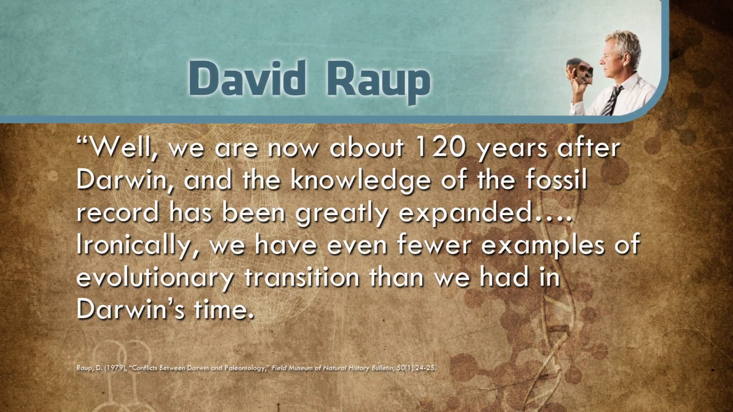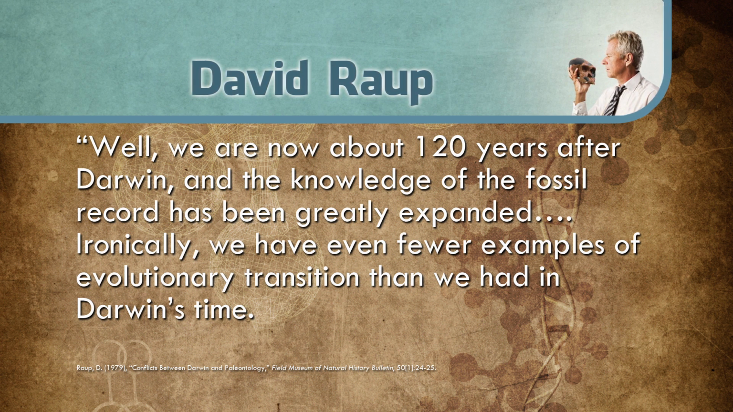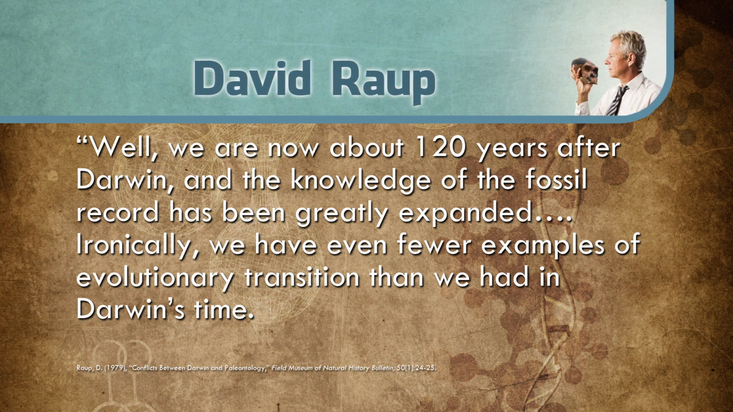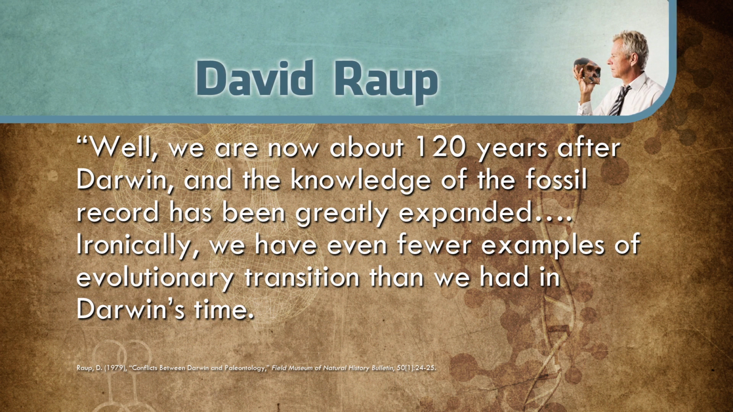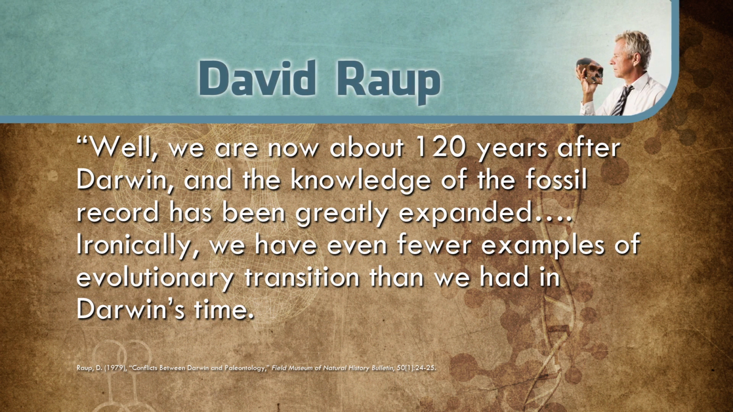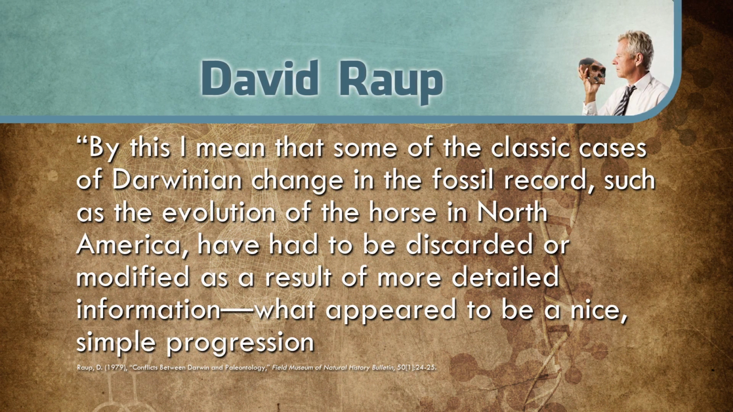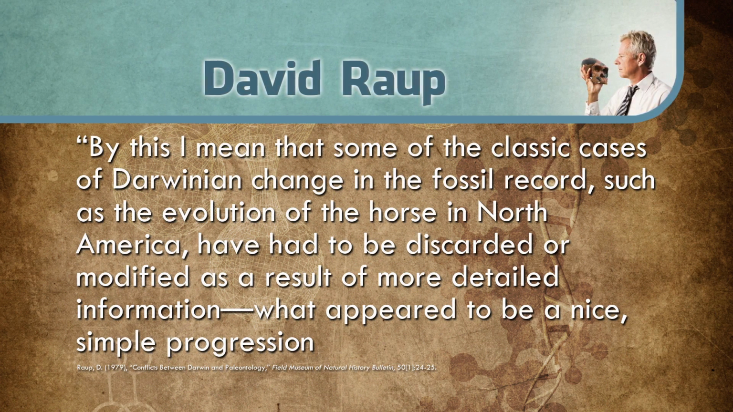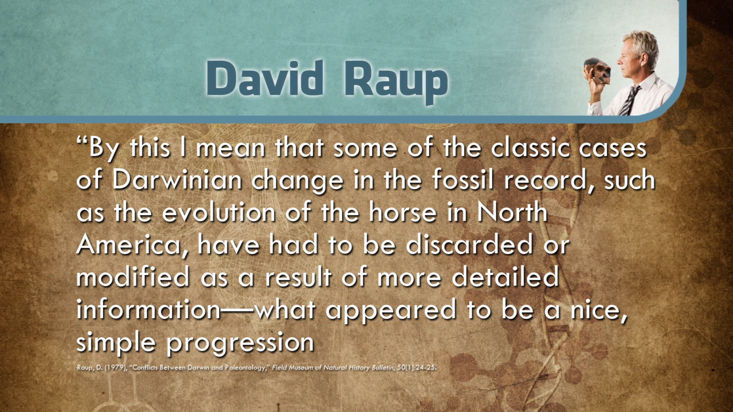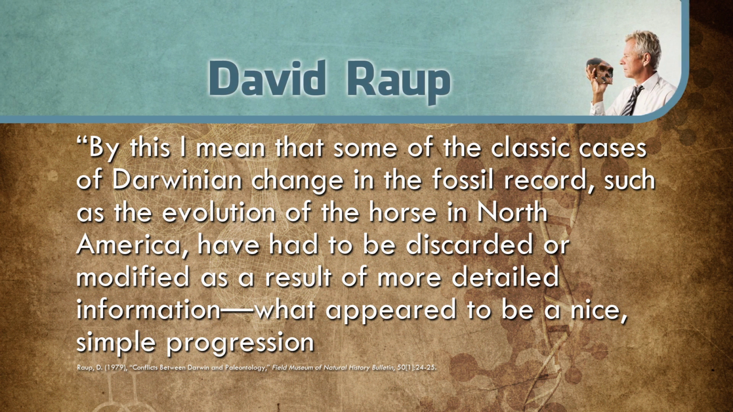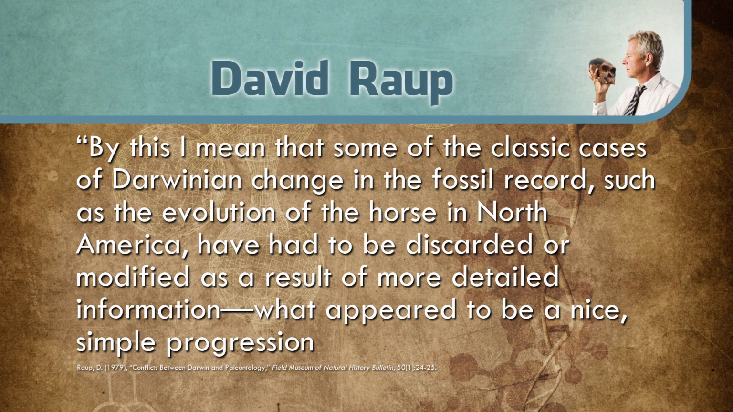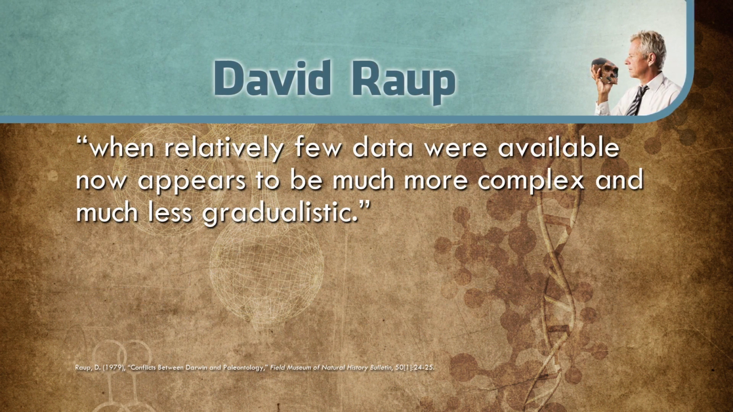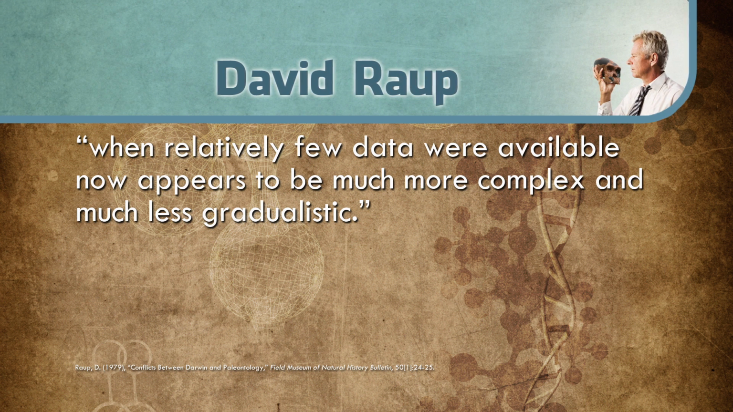David Raup of the Field Museum of Natural History in Chicago admitted 30 years ago, "Well, we're now about 120 years after Darwin, and the knowledge of the fossil record has been greatly expanded. Ironically, we have even fewer examples of evolutionary transition than we had in Darwin's time. By this I mean that some of the classic cases of Darwinian change in the fossil record, such as the evolution of the horse in North America, have had to be discarded or modified as a result of more detailed information. What appeared to be a nice, simple progression when relatively few data were available now appears to be much more complex and much less gradualistic."